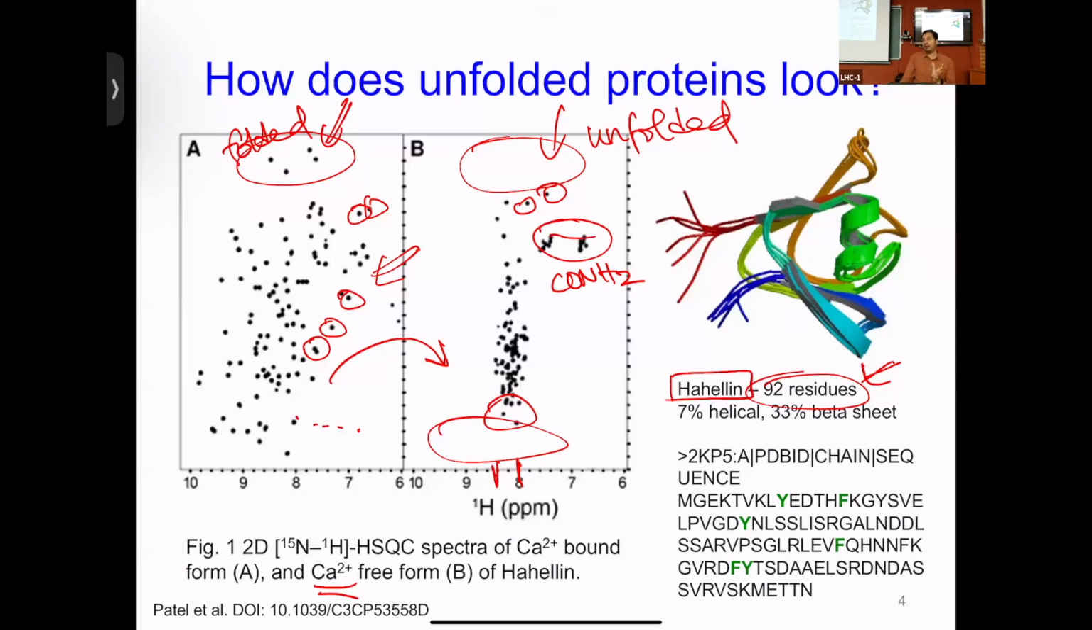What I'm trying to highlight is that the nitrogen proton HSQC serves as a very important marker for the protein that you want to study and provides you atomistic resolution. And you can study how a protein behaves in different conditions. This is an example where you have a calcium bound form and a calcium free form. It's not even unfolded. I didn't even put urea, indicating that without the calcium, the protein is not going to happily fold.